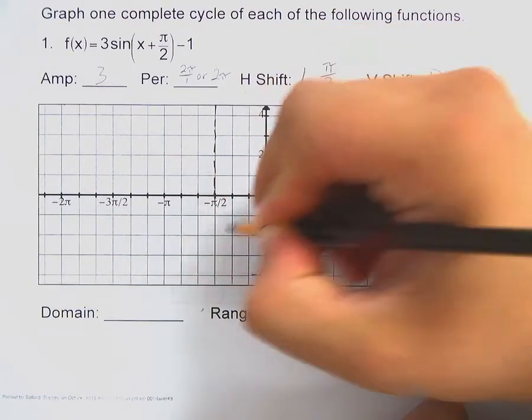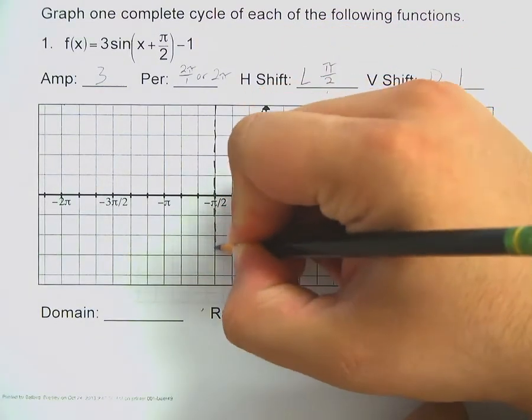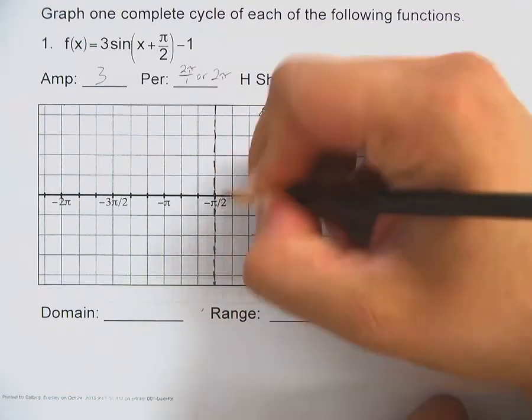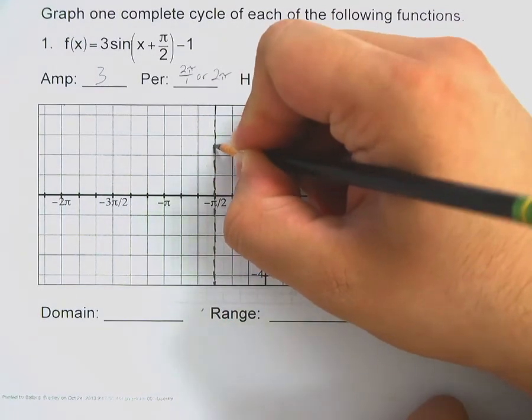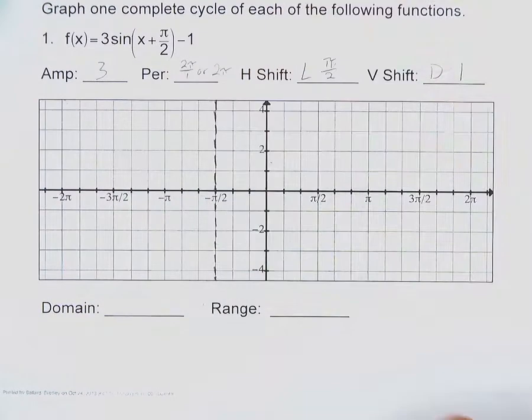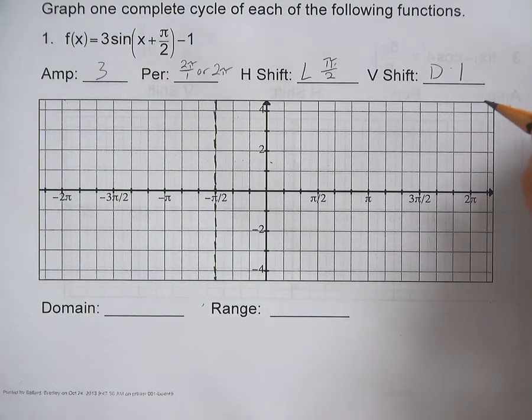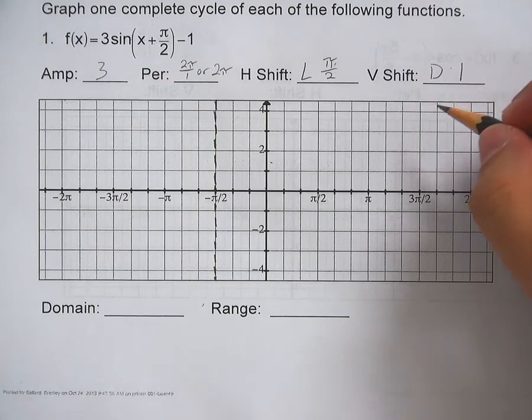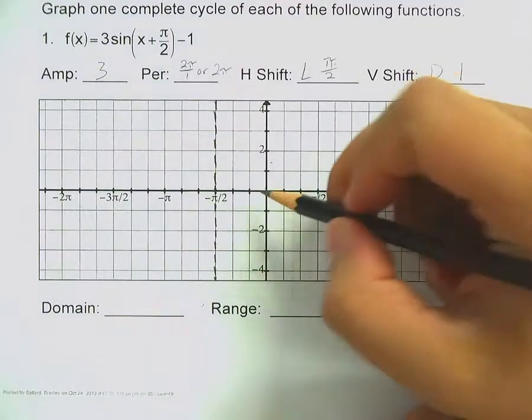Now this is not an asymptote, okay? I want you to make sure you understand that. This is not an asymptote, this is an axis. So this is the middle of my sine function, if you would. Okay? And then down 1. So I'm going to go down here to down 1.